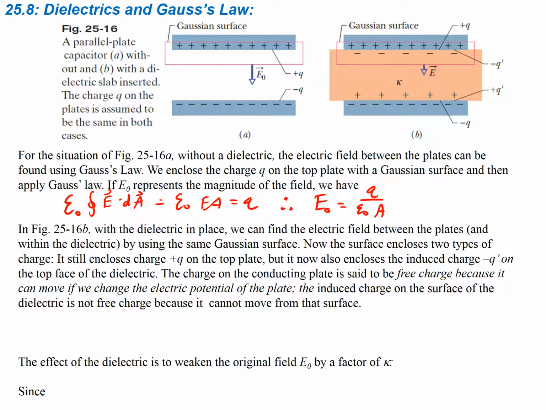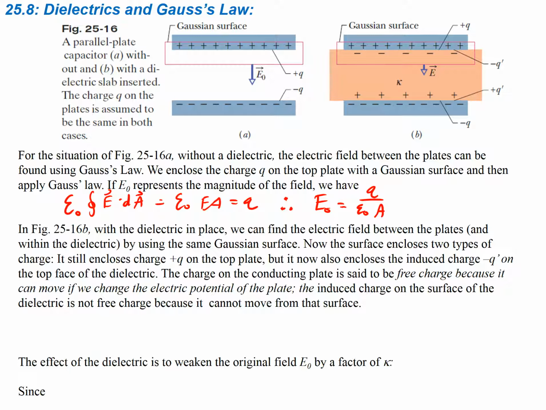So in the second figure, with the dielectric in place, we can find the electric field between the plates and then within the dielectric, by using the same Gaussian surface. Now the surface encloses two types of charge. It still encloses the charge positive Q on the top plate, but it now is going to enclose the induced charge negative Q prime on the top face of the dielectric.